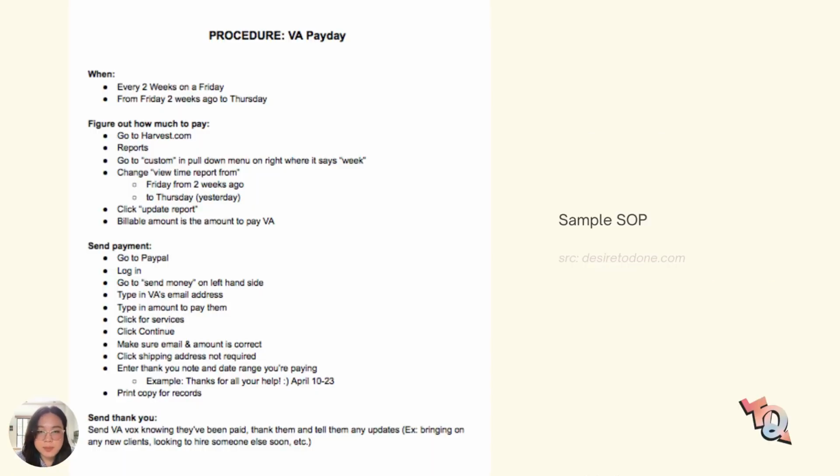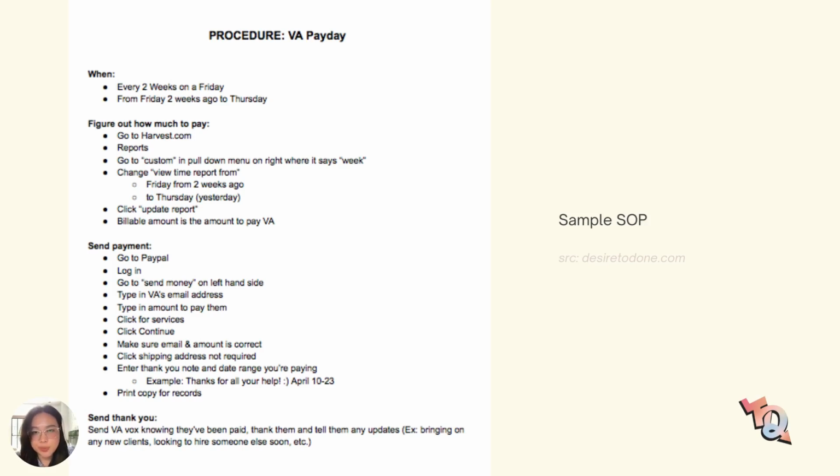So this is an example SOP, and this procedure is for payday. Looking at this sample, you will see that this SOP will be done every 2 weeks on a Friday, from Friday 2 weeks ago to Thursday. It's also showing the step-by-step process to figure out how much to pay the VA and how to send the payment and what to do after sending the payment, which is to send the thank you note.